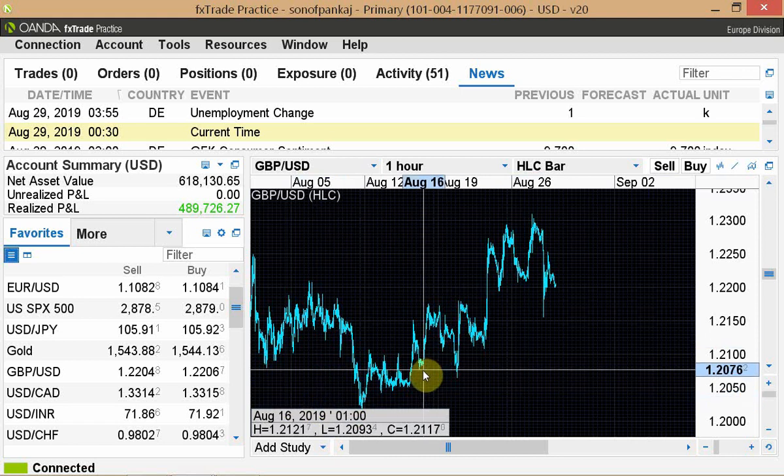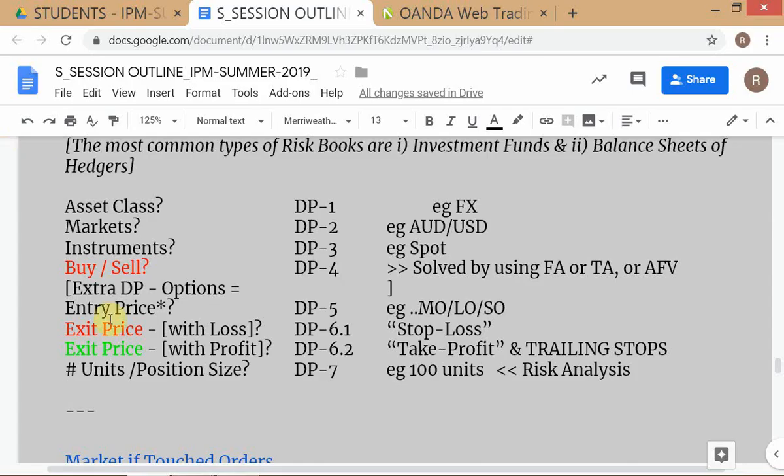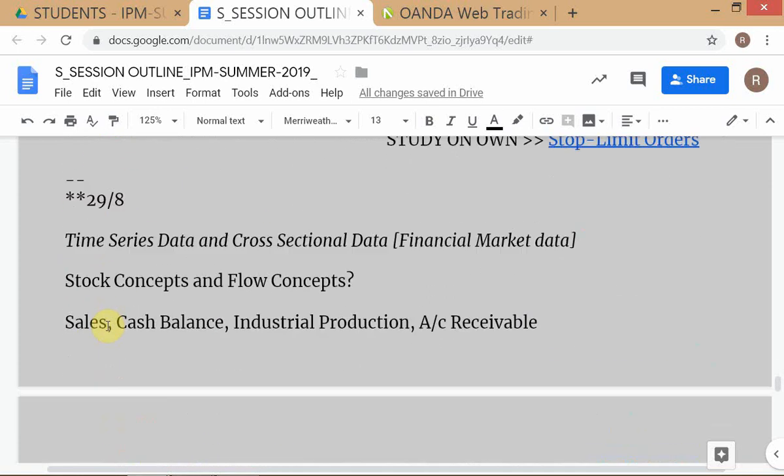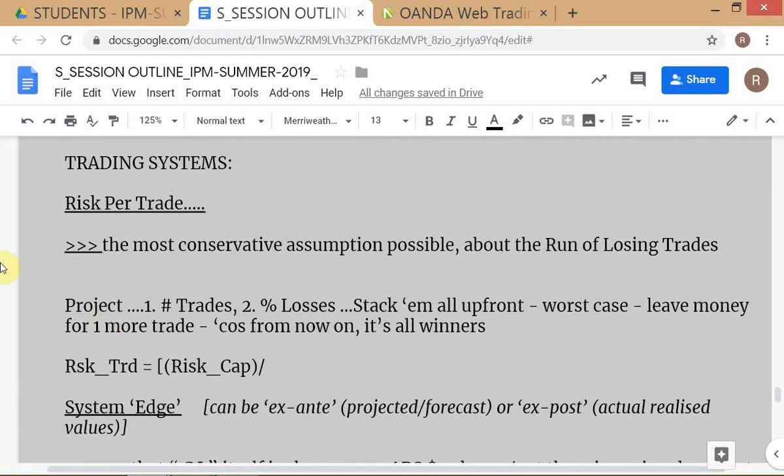But once you have a profitable position, if the market is moving in your favor, then there are a lot of things that you have to do, like pyramiding. You have to understand the position size, and there are so many things related to the planning of the trading system, which we are going to cover now. So let's look at the first concept, which is risk per trade.